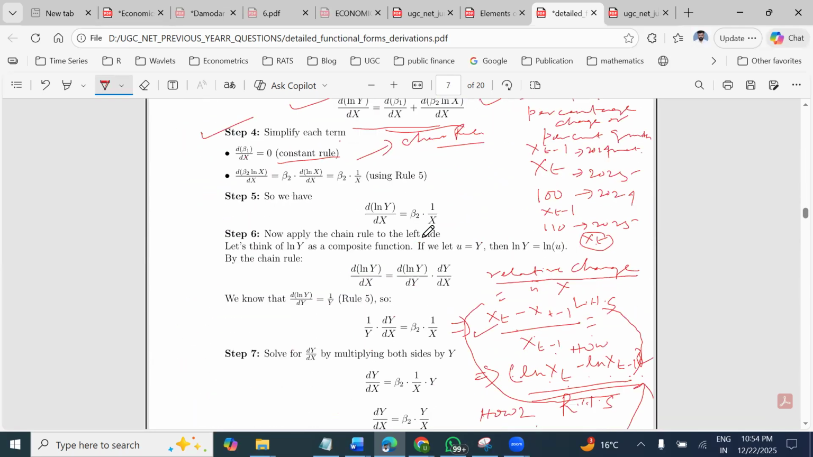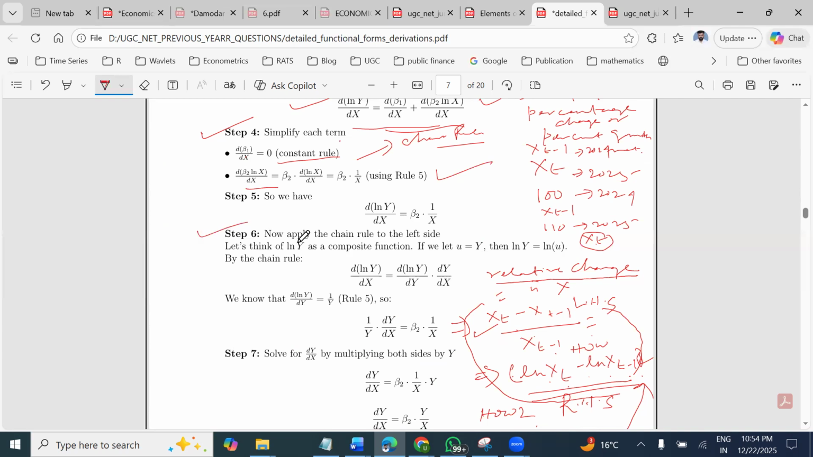Rule number 5 here. So basically d of beta 2 ln x upon dx will be equal to beta 2 times 1 upon x. Right? This is 5. Is there any problem over here? No, sir. Okay, very good. So now, next step, what will it be? Now we have d ln y upon dx is beta 2 times 1 upon x.